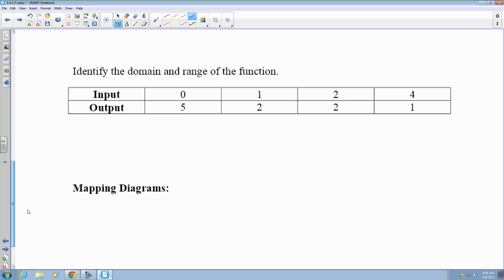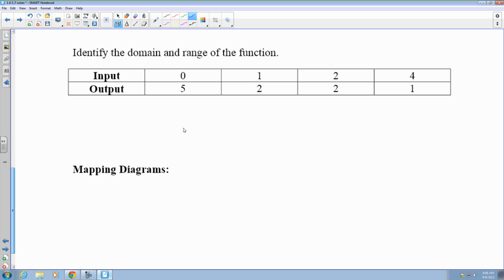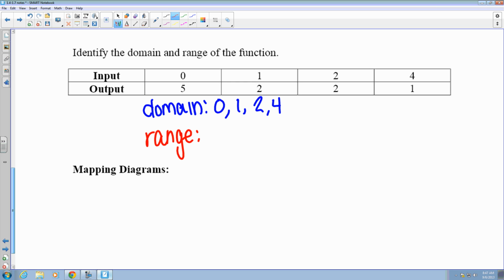And do the same thing right here. We're going to identify the domain and the range of this function. The domain is the inputs 0, 1, 2, and 4, and the range is 5, 2, and 1. We do not have to write 2 twice. Notice I just wrote it one time. That's enough. We don't need to write it multiple times.